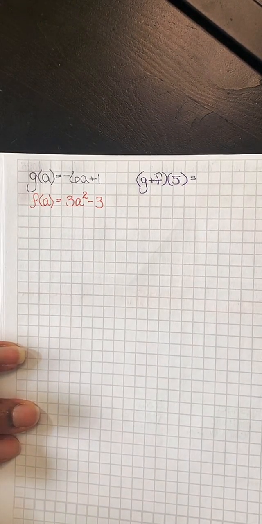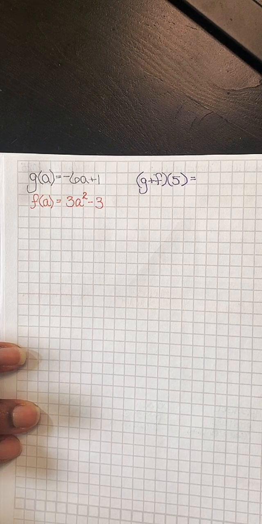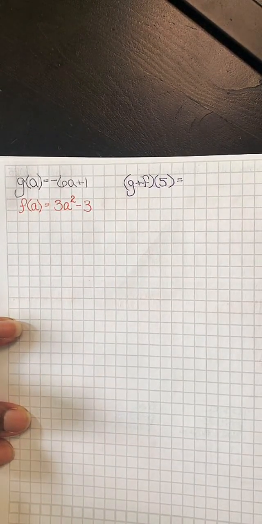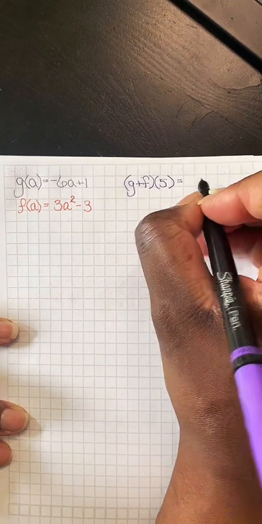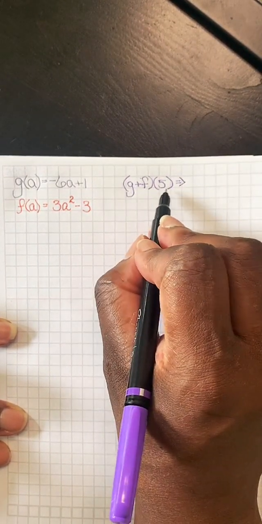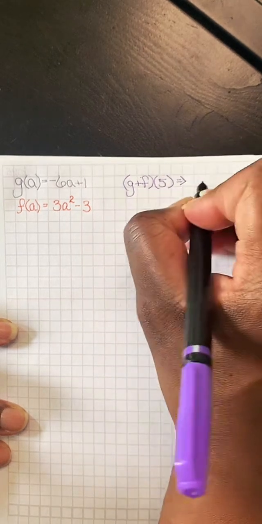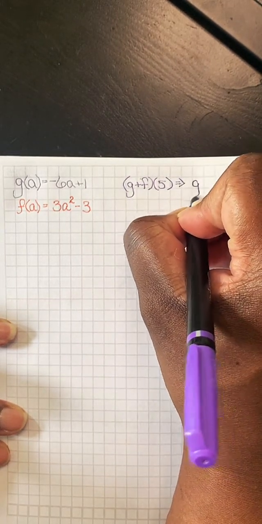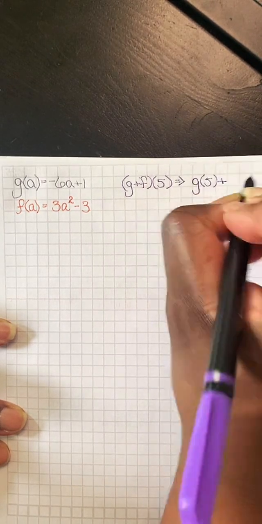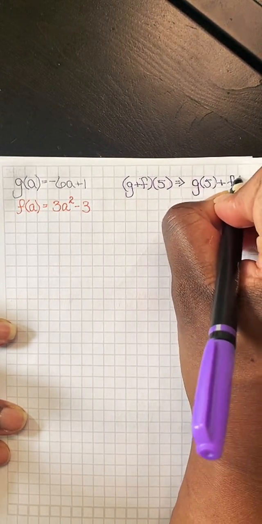So this is what's happening. Okay, and there's a little discussion going on between Steve and Maggie, which is awesome. So what is happening? Just like what we did before, this g plus f of 5 is the same as myself saying g of 5 plus f of 5.